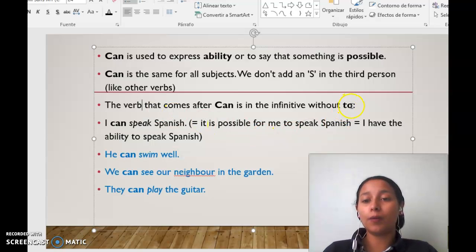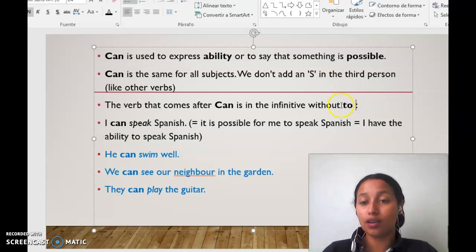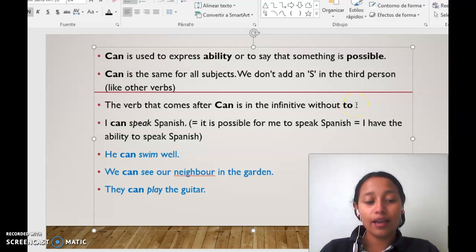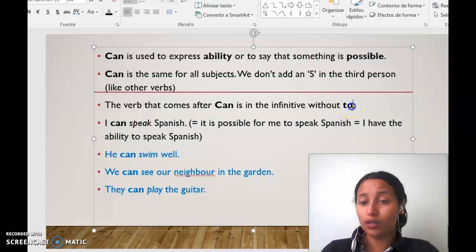Remember that the infinitive form of the verbs is formed with the preposition to and the base form of the verb. For example, as you see here, to dance. This is the infinitive form of a verb. But in this case, when we are talking about the modal verb can, the verb that comes after the modal verb always has to be in infinitive form without this preposition.